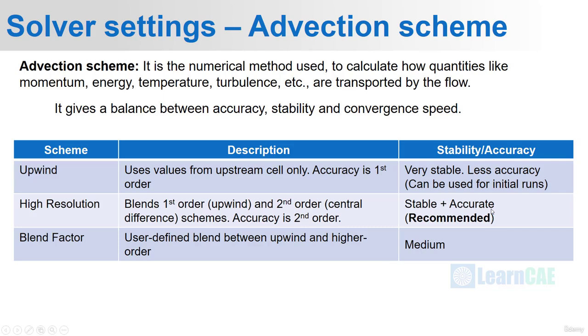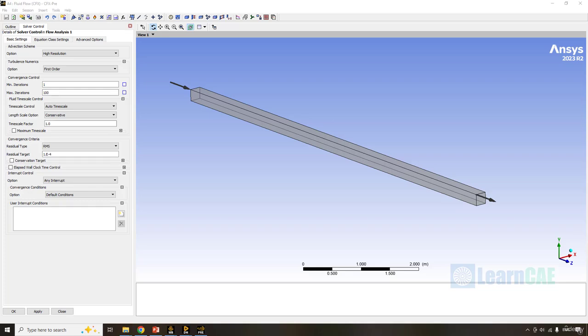The next one is blend factor. This is a user-defined blend between upwind and higher order. You can specify the blend factor based on which the solver will proportionately choose between upwind and high resolution scheme. The stability and accuracy will be medium, that is in between these two. We shall choose high resolution by default.